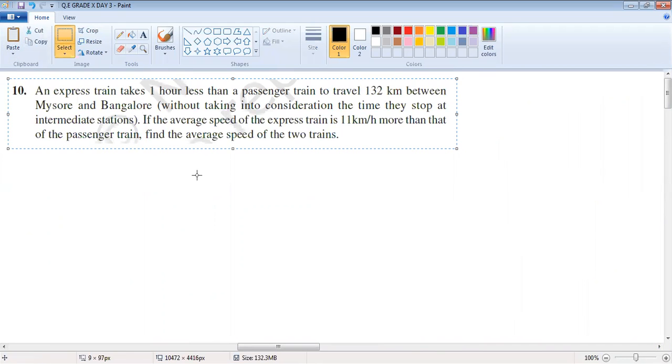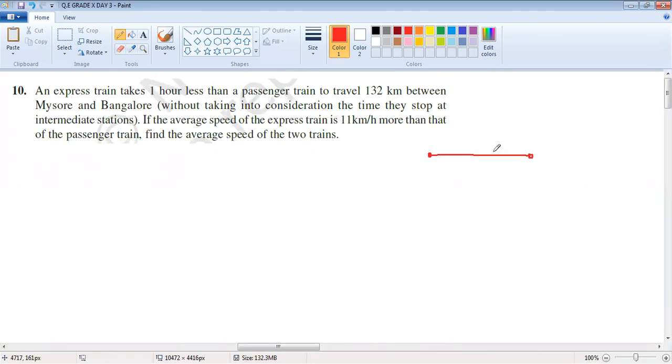An express train takes 1 hour less than a passenger train to travel 132 kilometers. So the total distance between the two stations, Mysore and Bangalore, is 132 kilometers, without taking into consideration the time they stop at intermediate stations. The average speed of the express train is 11 kilometers per hour more than that of the passenger train.